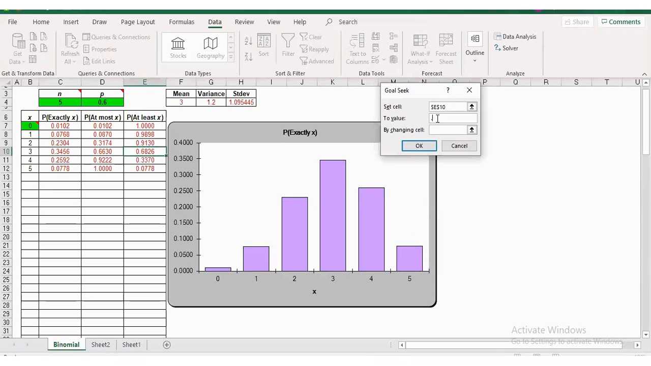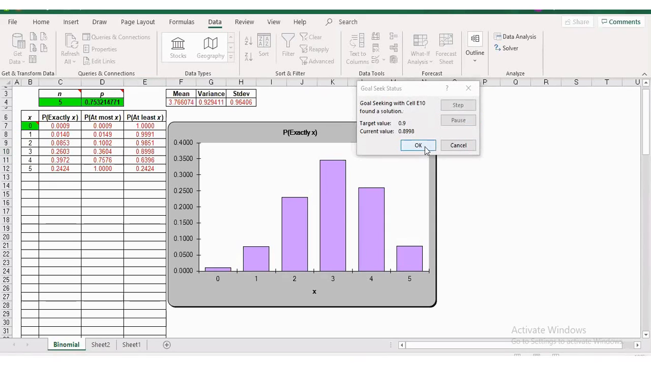0.9. By changing what? Capability of the machine? By changing the cell. What? By changing the capability of machine? Go here, keep this, say okay.